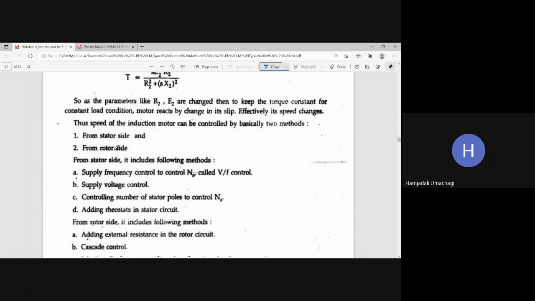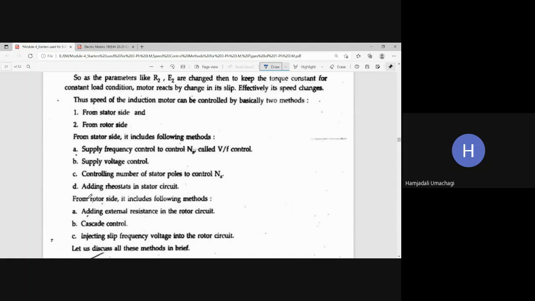Similarly, from the rotor side there are different methods. From the rotor side, it includes the following methods: adding external resistance in the rotor circuit. Second one is cascade control.